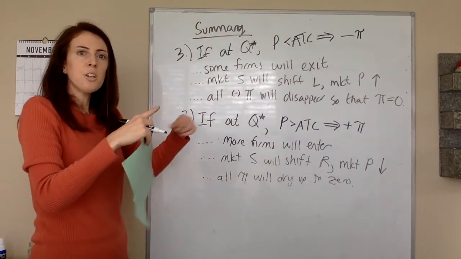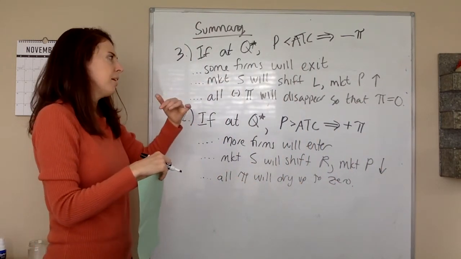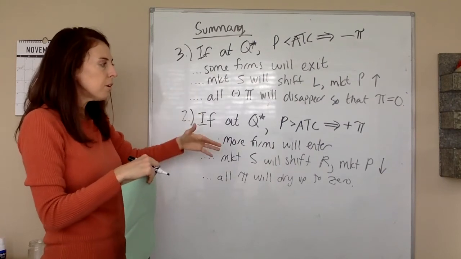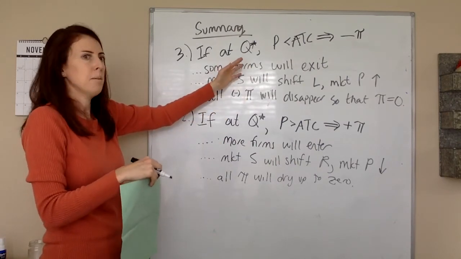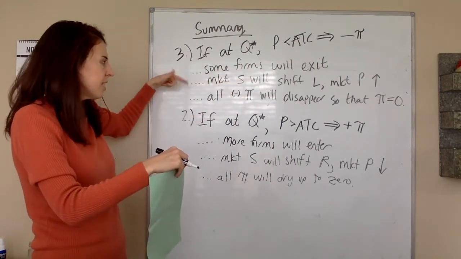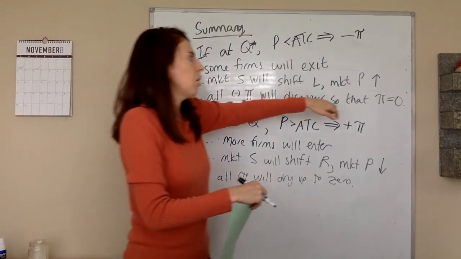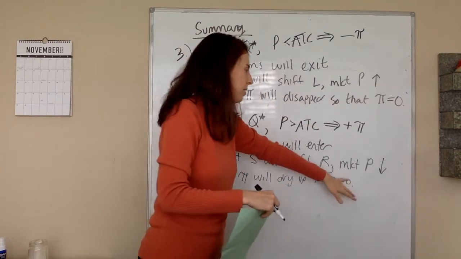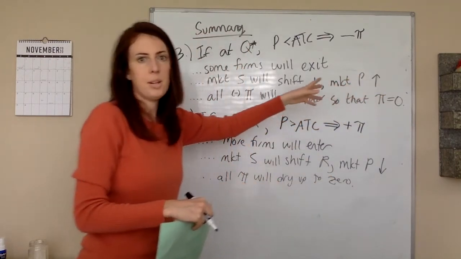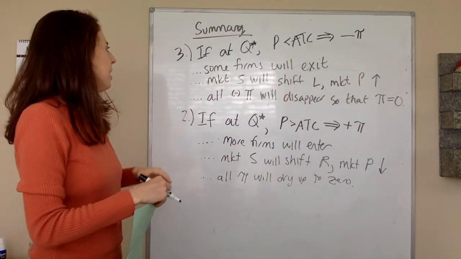Sometimes there are iterative rounds of this, so sometimes the price will go down a little, or sometimes it'll go up by a little, and then the market has to adjust. But these things just keep on going and going until all the positive profit dries up to zero, and all the negative profit evaporates and becomes zero.